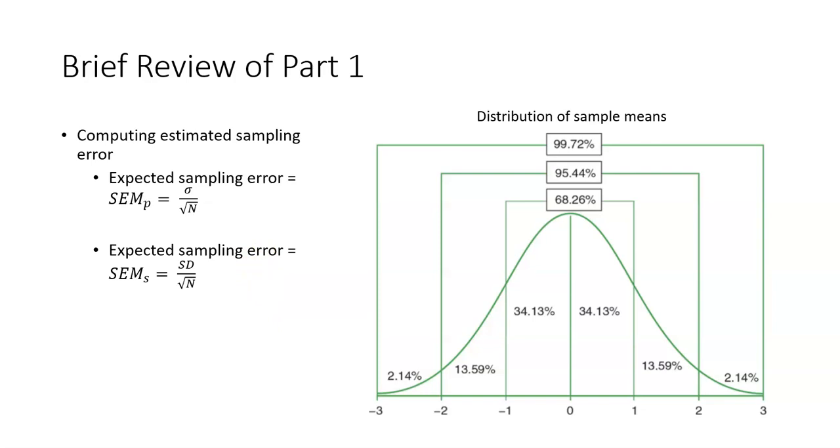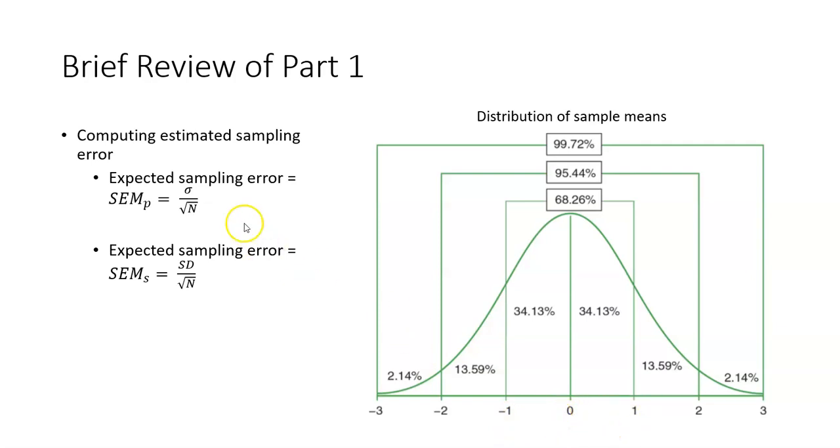Another bit of information that's really important that you know, I didn't cover this as explicitly as I maybe could have in part one, is this 68-95-99 rule. Specifically, approximately 68% of all scores, of all sample means, I should say, 68% of all sample means are going to fall within one SEM step above and one SEM step below the population mean.